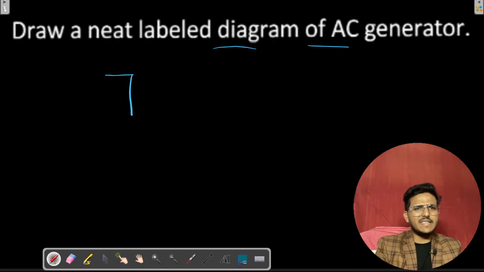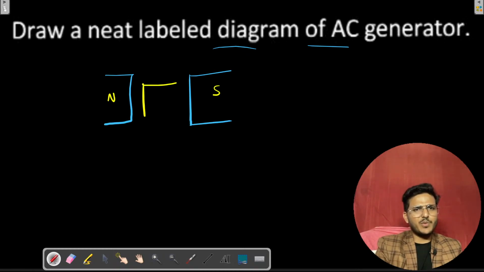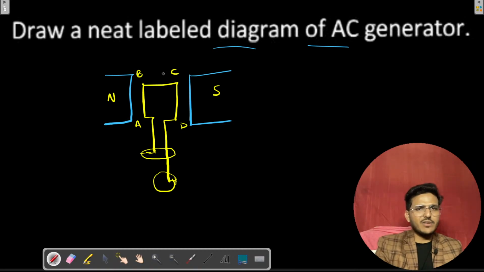Basically in an AC generator, I'm just showing the diagram and workings of this. This is your north pole, this is your south pole. Just put it here, armature with slip rings. Slip rings, that means I have two different rings for both the ends. This is A, B, C, D, and these all are connected over a shaft.